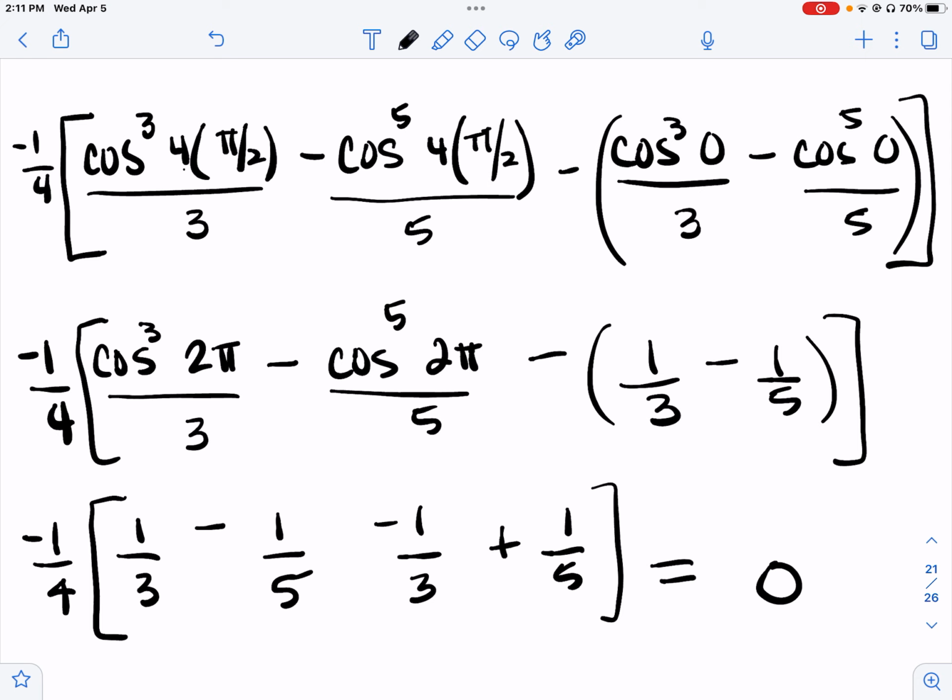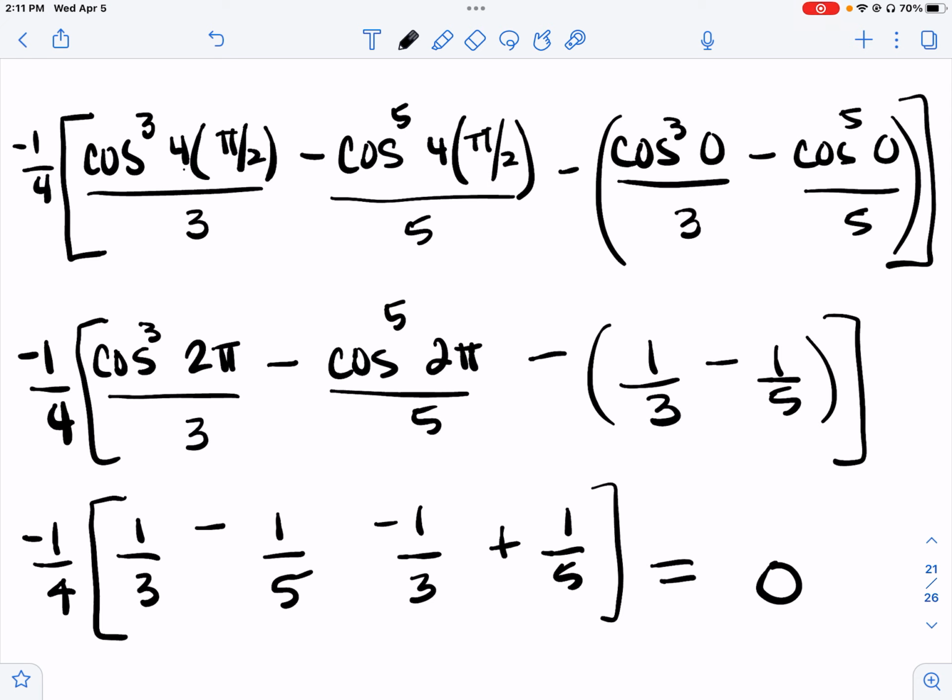Okay, so I need to take the cosine of 2 pi. Okay, the cosine of 2 pi is 1. 1 cubed is 1. The cosine of 2 pi is 1. 1 to the 5th is 1. Okay, now minus parentheses. The cosine of 0 is also 1. 1 cubed is 1. Cosine to the 5th of 0, well, that's also 1.